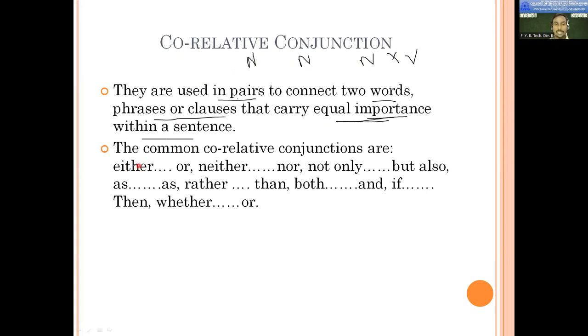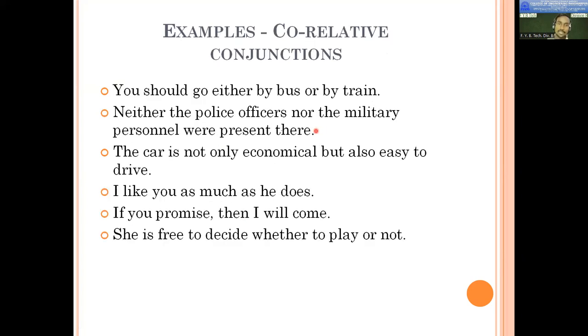Okay, so here some examples are given. You can say either or, neither nor, not only but also, as, rather than, both and, if then, whether or. These are some of the examples of correlative conjunctions, and in sentences we see them like this. First sentence: you should go either by bus or by train. Which is the conjunction here? Either or. Neither the police officers nor the military personnel were present there.